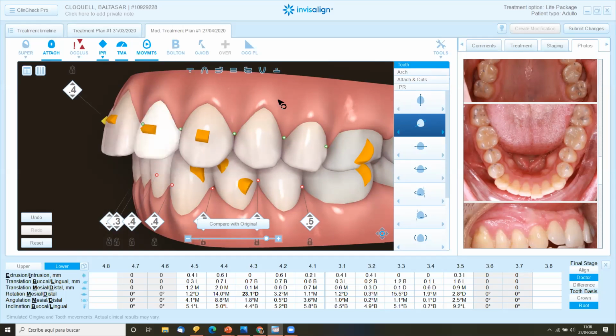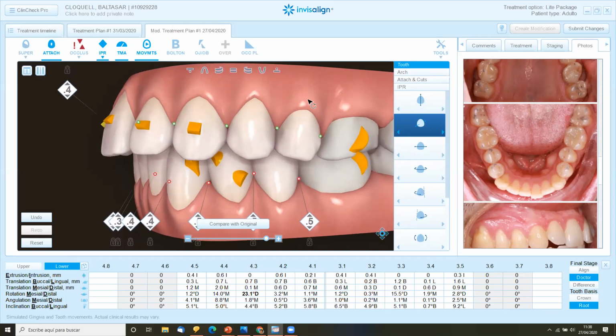Okay, as you see, while I'm working the tooth position, I'm changing all the time the IPR and I'm also looking at the attachments. But in point number 4 of my protocol, I say IPR, occlusion, and attachments, just to go over these points again and see if I have forgotten something, okay?